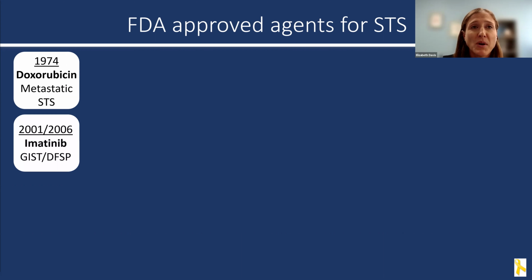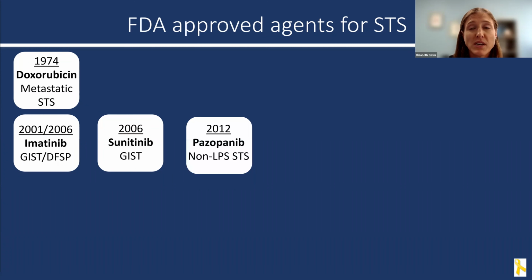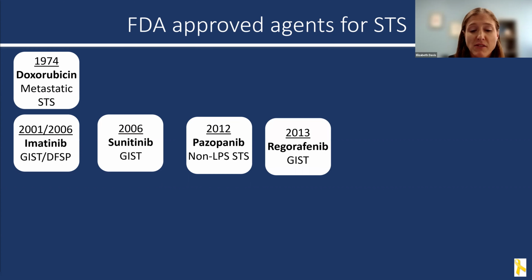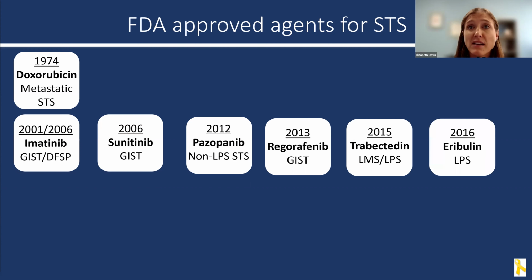And that drug was imatinib, which received 2 indications. First, in 2001, it was approved for GIST, and then in 2006 for dermatofibrosarcoma protuberans, for DFSP. In 2006, we also saw the approval of sunitinib for GIST. And in 2012, pazopanib was approved for non-liposarcoma soft tissue sarcoma. In 2013, we had another drug for GIST, regorafenib. Then in 2015, trabectedin was approved for the L sarcomas, leiomyosarcoma and liposarcoma. And in 2016, another drug for liposarcoma, eribulin.